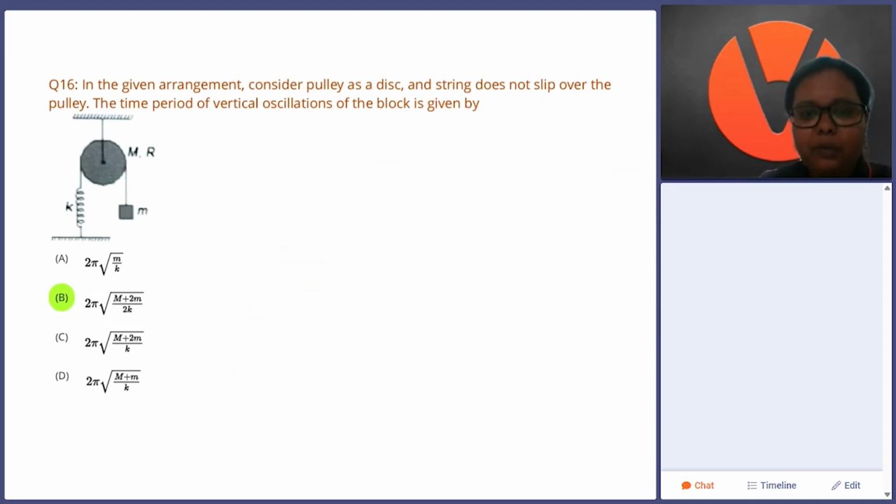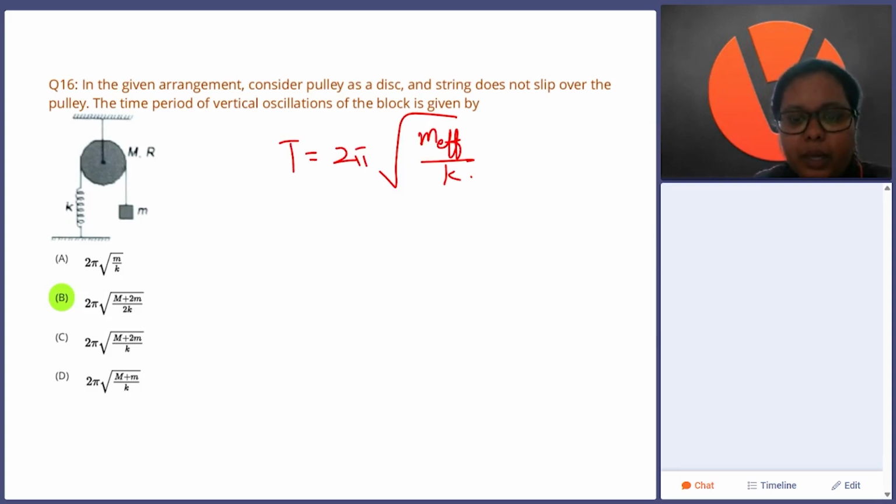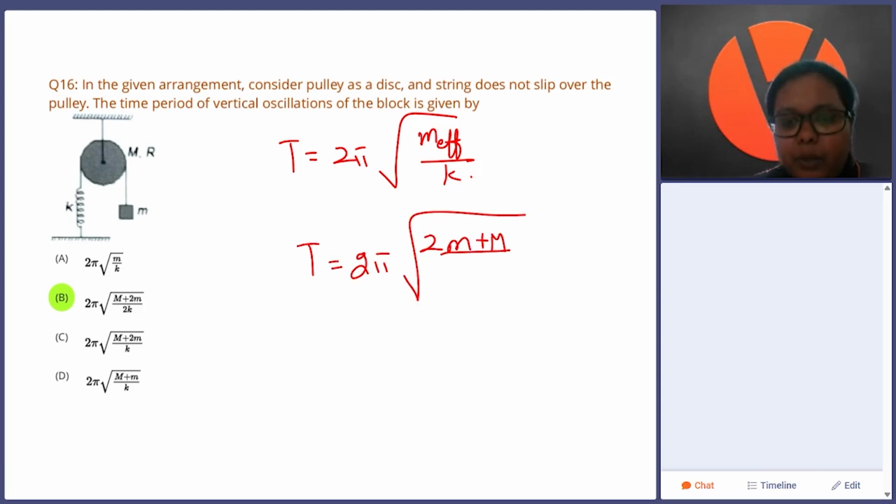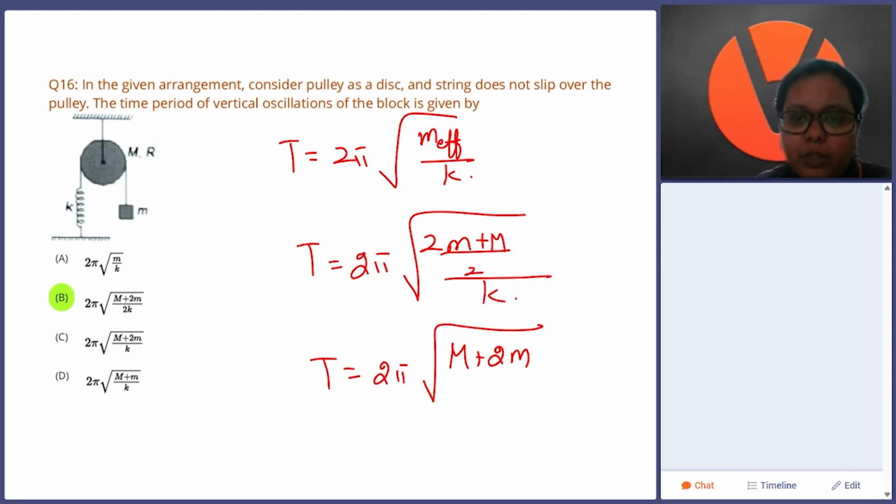So what is the formula we know for time period? For time period, it would be T is equal to 2 pi root of m effective divided by k. So what shall I substitute now? T is equal to 2 pi root of m plus m divided by 2, divided by k. So T is equal to 2 pi root of m plus 2m divided by 2k. So this should be the answer.